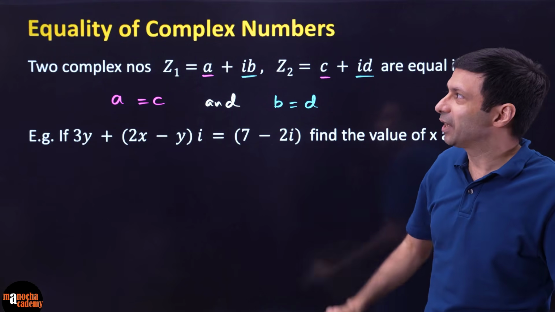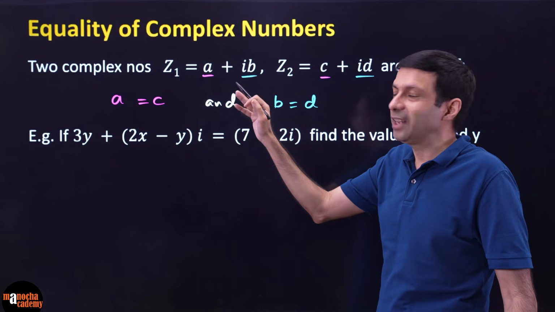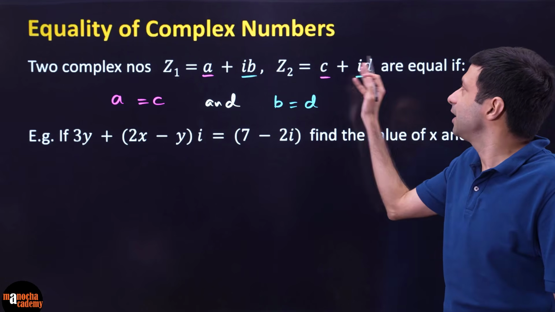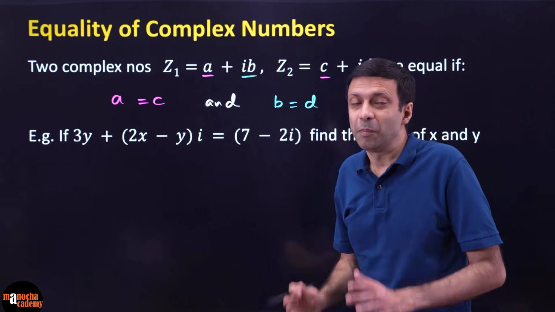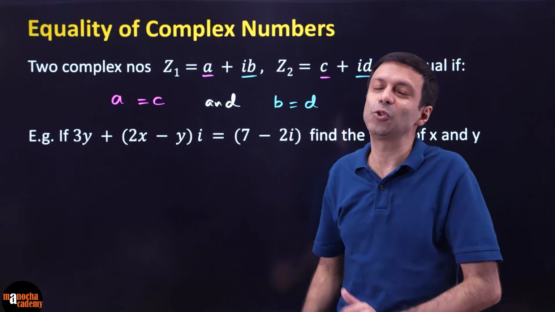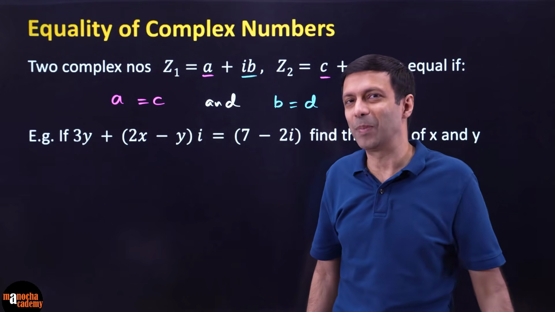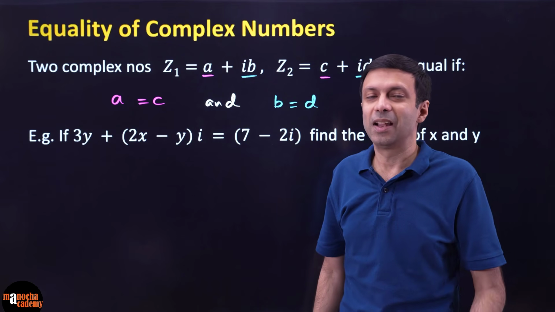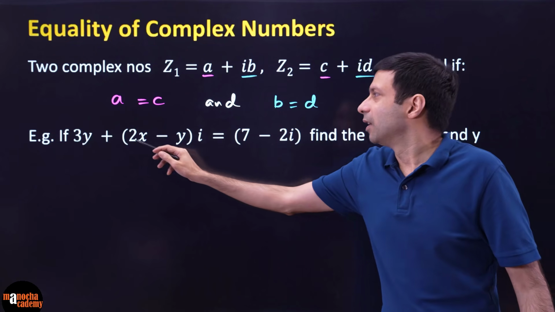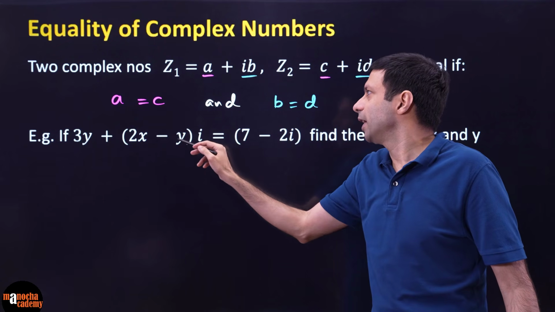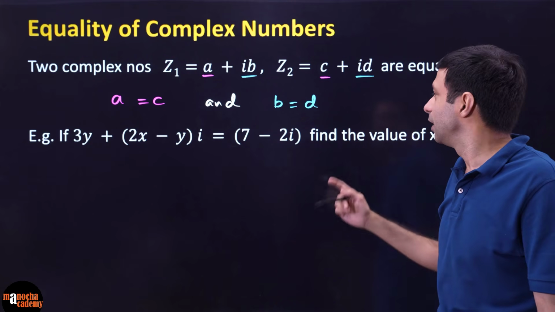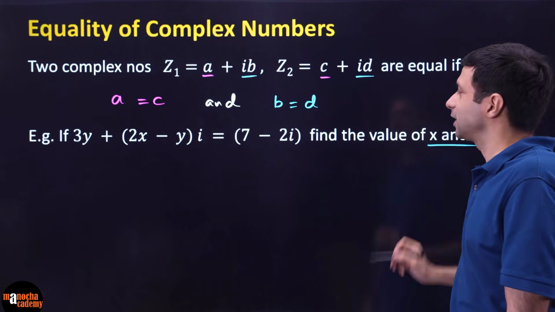So when are two complex numbers equal? When you're equating them, the real parts should be equal and the imaginary parts should be equal, because real and imaginary numbers are like different types of numbers. So each part has to be equal, then only the two complex numbers will be equal. Let's understand this with an example. Let's say we have been given that 3y plus (2x minus y) iota equals 7 minus 2 iota, and you need to find the value of x and y.